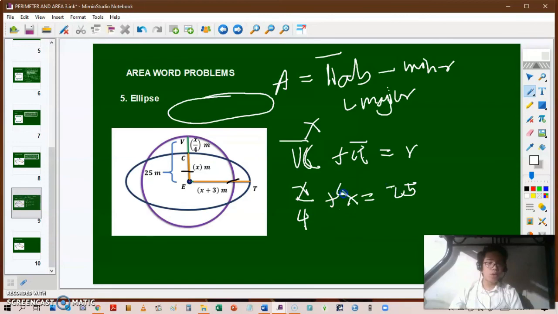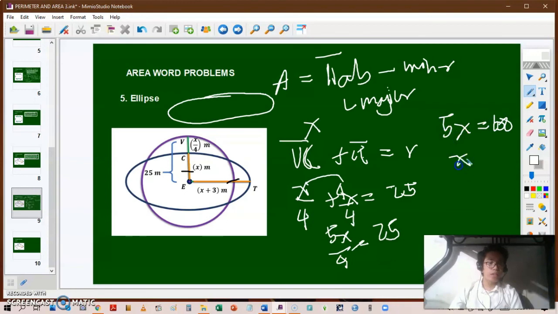So x could also be equal to 4x over 4, so we can simply add that. That's going to be x over 4 plus 4x over 4, so that's 5x over 4 equal to 25. If we cross multiply that, 5x is equal to 100, and therefore x is equal to 20. Okay, x is equal to 20. And therefore, we can now find the measurement of the minor and the major axis. The minor axis x is just going to be 20.